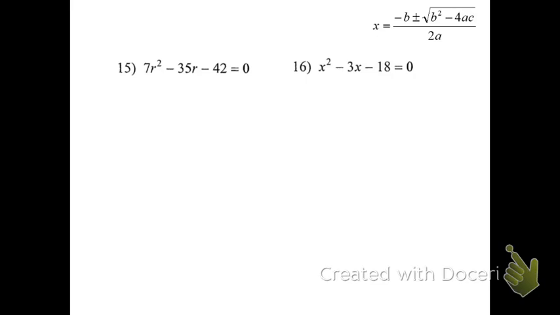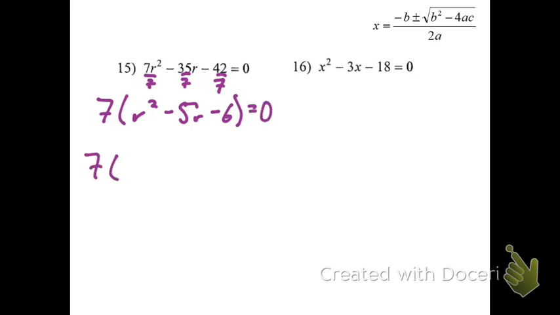Yeah, I'll do one of these. How about number 15? Now, number 15, though, this one, there's a trick to it. You can use bubble method, but I'm not going to. I'm going to go ahead and take this, and I'm going to take out a 7. So I'm going to factor out a 7. When you divide each of these by 7, this is what you end up with. R squared minus 5r minus 6 is equal to 0.